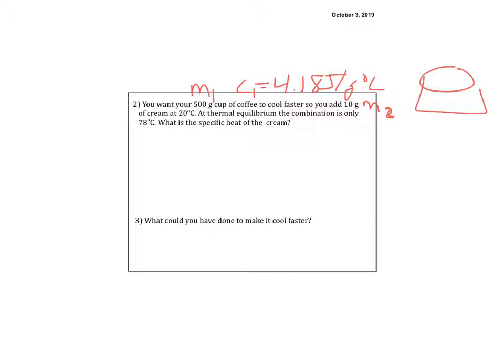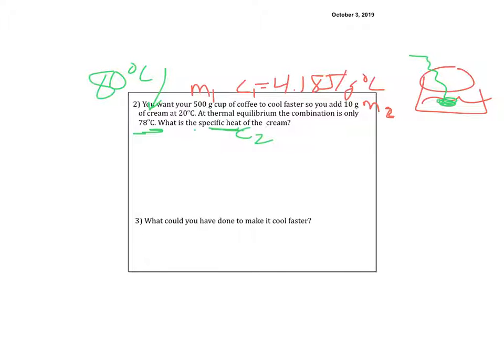Here's my coffee. Right, and then in my coffee, I am going to stick creamer. Cream, yum. All right, and so we've got to figure out what the specific heat, what the C2 is, is what I'm trying to find. Now, notice the final temperature is 78, so we know that delta T. We know that we started at 80 degrees, right? Because it said that the coffee started at 80 degrees, and it's going to go to 78 degrees.